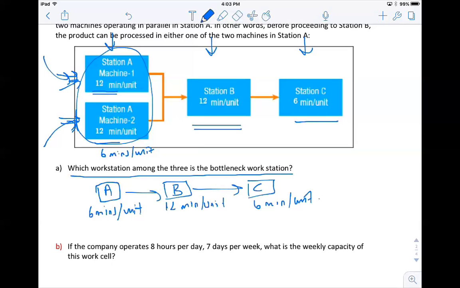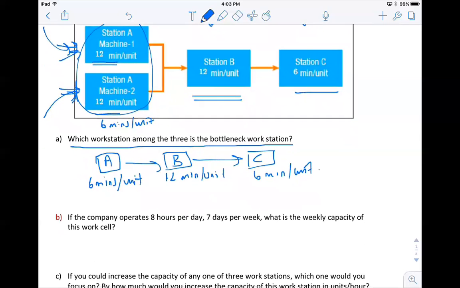Let's think in terms of an hour. In 1 hour, how many units should I expect to see coming after workstation A? Well, if you think about it, it takes workstation A 6 minutes to process 1 unit. How many minutes do we have in 1 hour? We have 60 minutes. So if we wait for 1 hour, at the end of workstation A, we should expect to see 10 units, right?